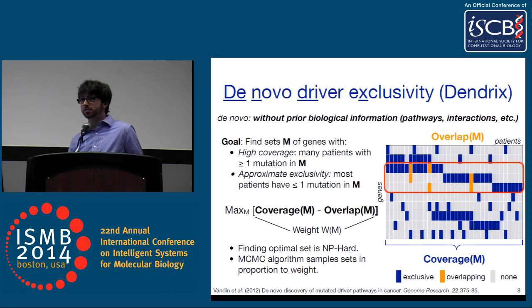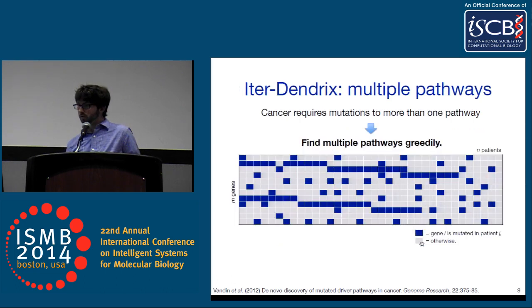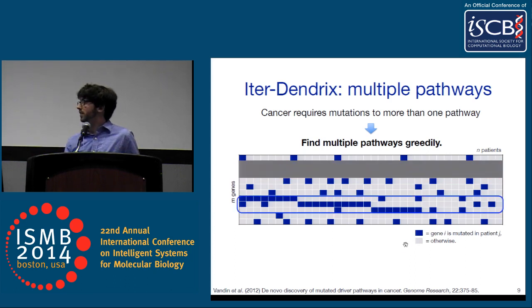And so Vandin et al. showed that finding the optimal set for an arbitrary matrix is NP hard, and they developed an MCMC algorithm to sample sets in proportion to their weight and showed that the sets they could identify overlapped known cancer pathways. One of the issues with their method, however, is that it's for identifying a single pathway, while we know that mutations in multiple pathways are required in cancer. And so they discussed a method, which we have called Iterative Dendrix, for identifying multiple pathways greedily. In particular, given a mutation matrix, you find the highest weight set, remove those genes, find the next highest weight set, and repeat to find multiple pathways.